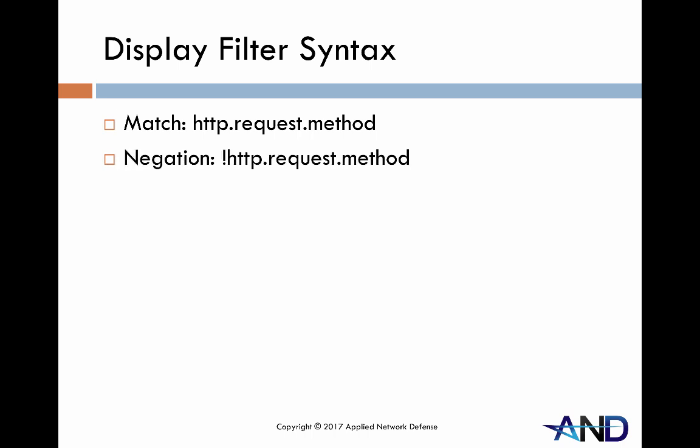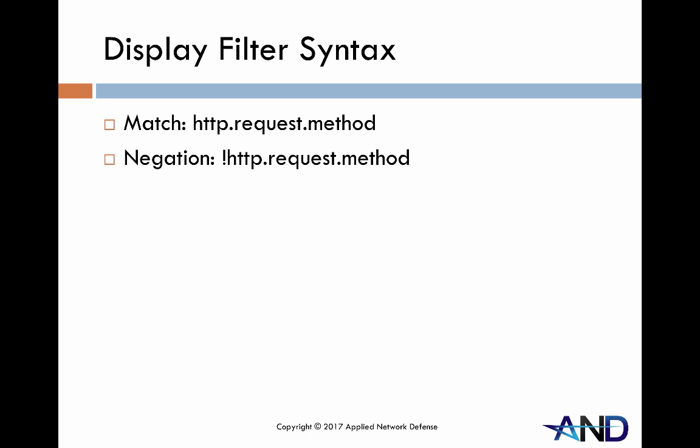So I can say not http.request.method, and that's going to show me every packet that does not have that field present. So it's going to go ahead and get rid of every GET request, every POST request, so on and so forth. So it's going to do a straight negation there just for the existence of a value in that field.